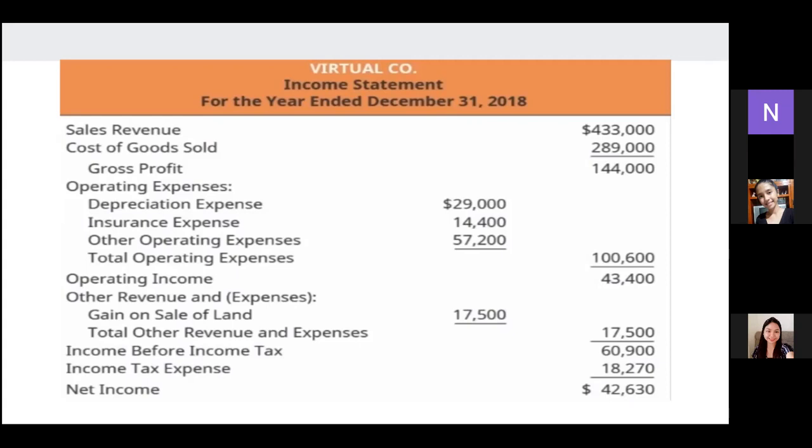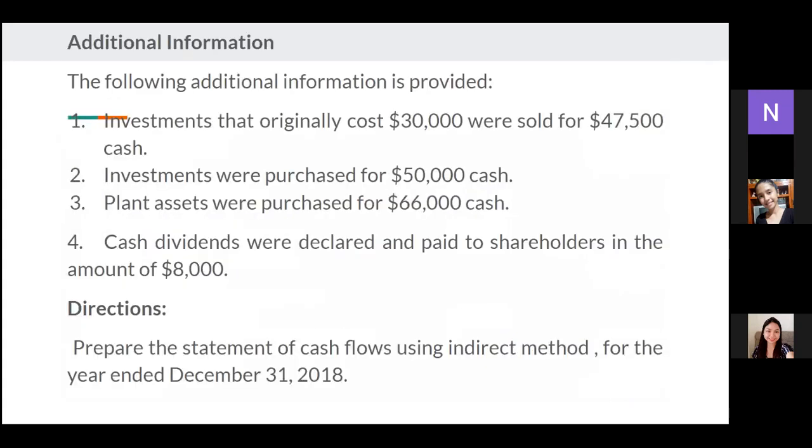So, next slide po. Ito yung additional information natin na magagamit natin mamaya para gumawa ng statement of cash flow. So, the following additional information is provided.